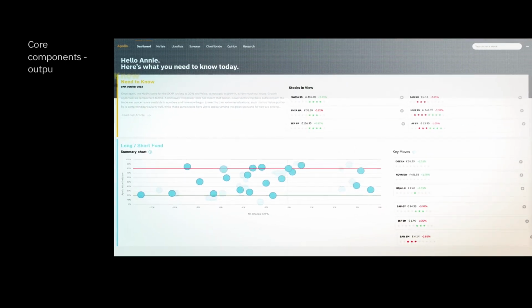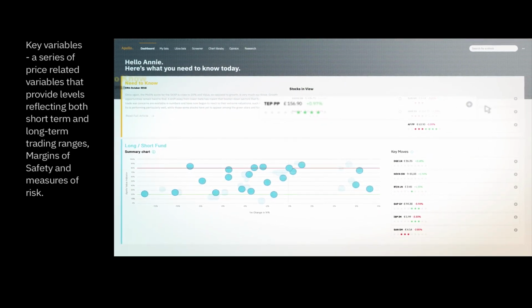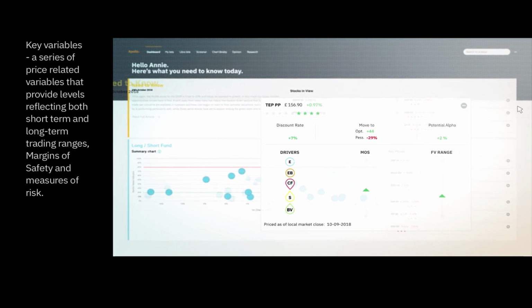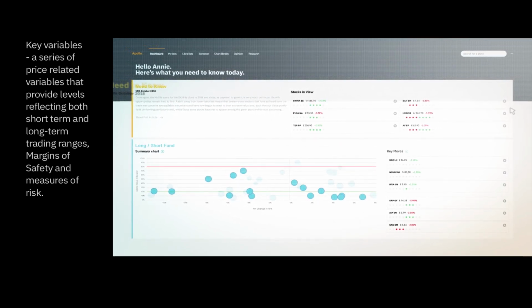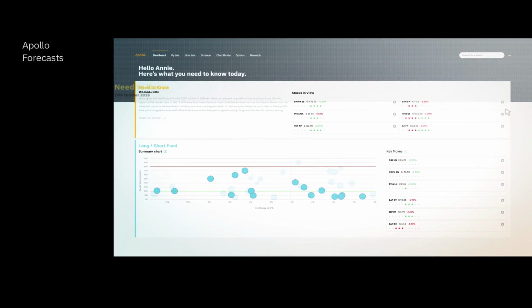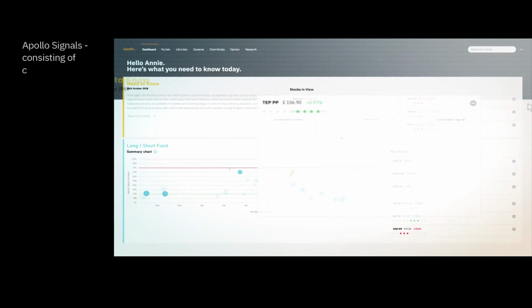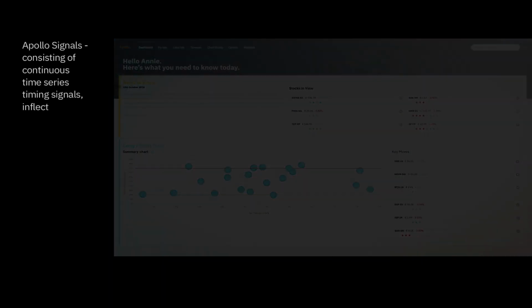It is categorized into 4 data types: core components, outputs from the Apollo pricing model; key variables, the series of price-related variables that provide levels reflecting both short-term and longer-term trading ranges, margins and safety, and measures of risk; Apollo forecasts, expected return forecasts, target prices and their associated probabilities; and the Apollo signals, consisting of continuous time series timing signals, inflection points, and measures of significance.